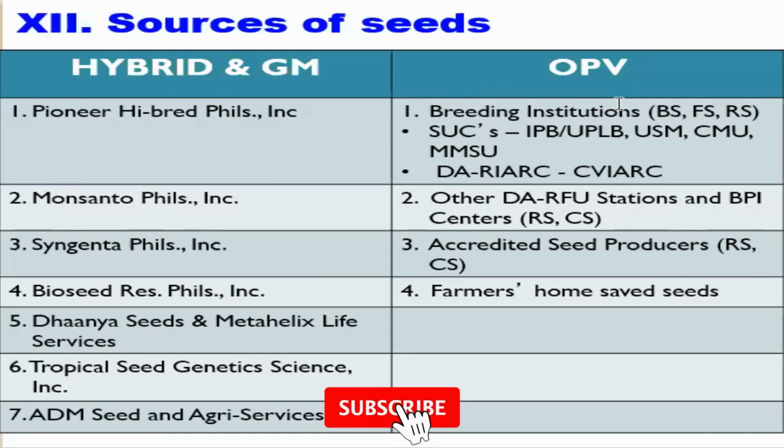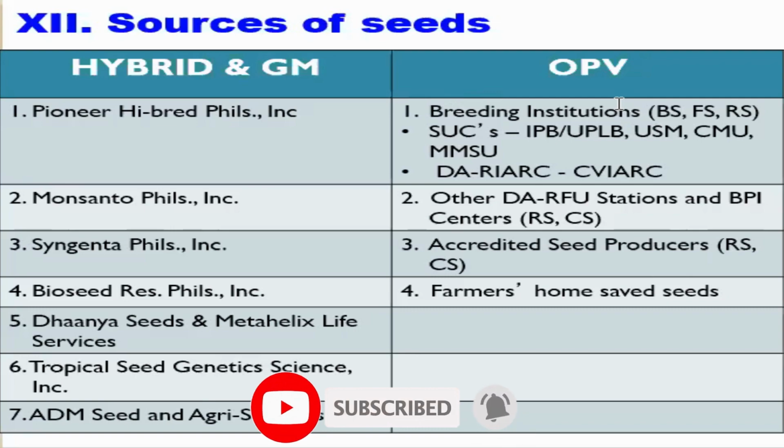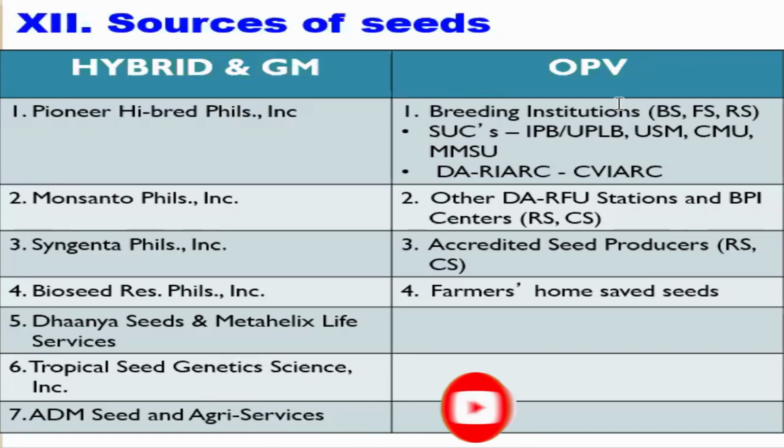Most of the OPV comes from breeding institutions like UPLB, USM, and other research facilities of our government, the DA, RFO, or BPI. And the other is the RPV station or BPI center. We also have accredited seed producers or locals, and we have farmers' home seeds. So this is one of the very good examples. If you have organic seeds, you can preserve them for conservation.